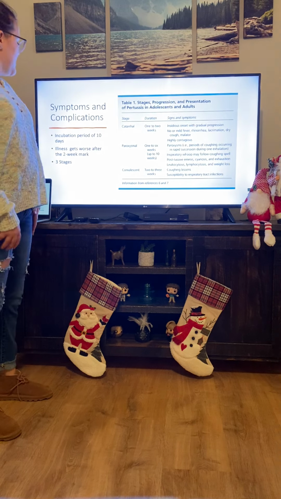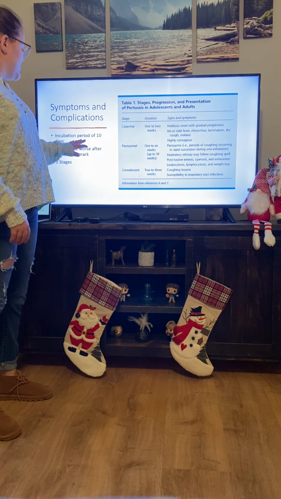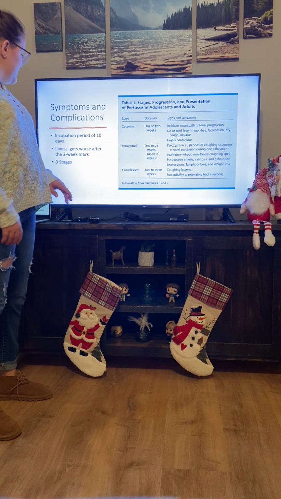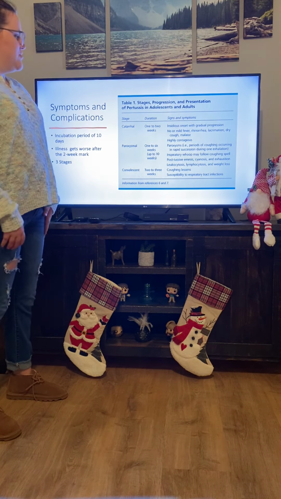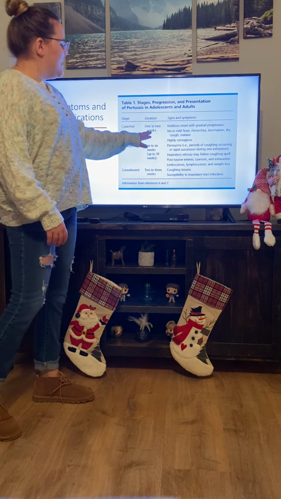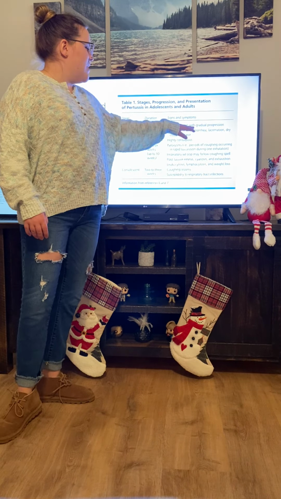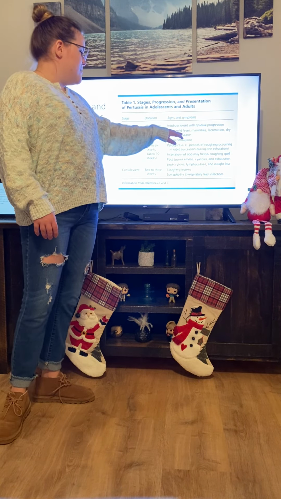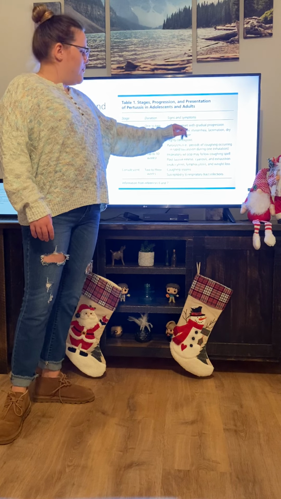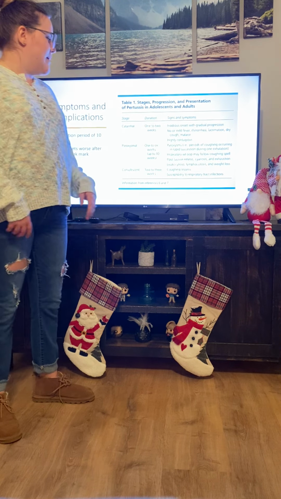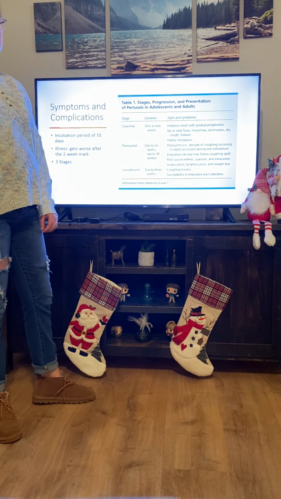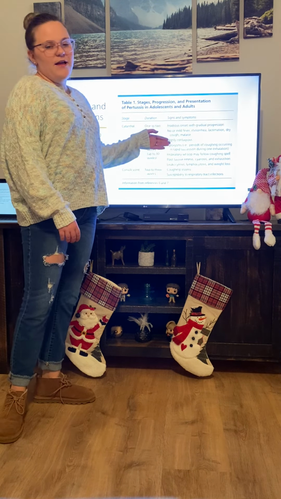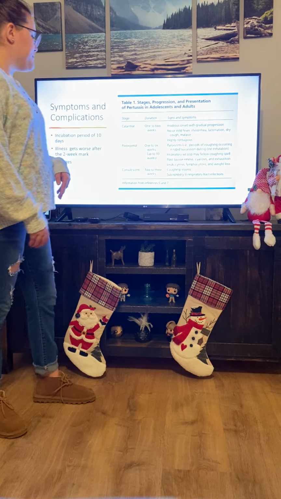Okay, so symptoms and complications. The incubation period is 10 days. Illness gets worse after the 2-week mark. It has 3 stages. The first stage lasts 1 to 2 weeks. It's onset with gradual progression, no or just a low-grade fever, rhinorrhea, lacrimation, dry cough, and malaise. And at this point, it's highly contagious. So just kind of like a common cold to begin with.